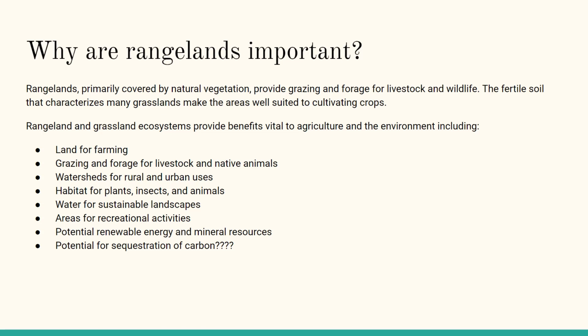Those soil components make rangeland really well suited for cultivating native vegetation. Typically we don't say that rangelands are crop grounds. That's more for intensive agriculture, but the reality, especially in the Midwest, is that a lot of native rangeland has been changed over into croplands. Rangeland and grassland ecosystems provide a variety of benefits to the environment. They can provide land for farming, but that's not a big component that we're going to study in this class. They provide grazing and forage for livestock and native animals.